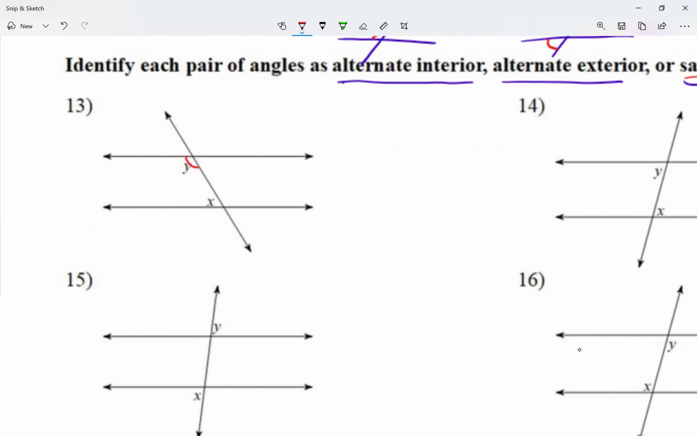Question number 13, I'm dealing with these two angles. I see my parallel lines. I see my transversal. I see these two angles are on the left side of my transversal, so they're on the same side, and they're both in between the lines, so they're interior. So in my case, I'm going to call this same side interior.